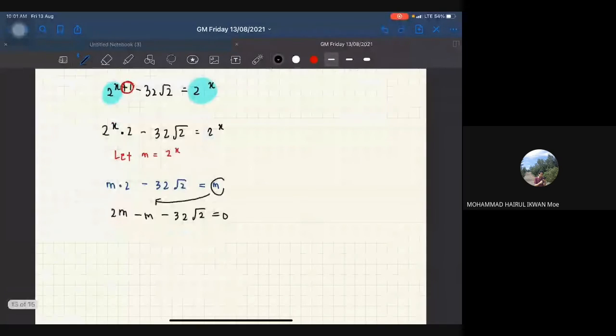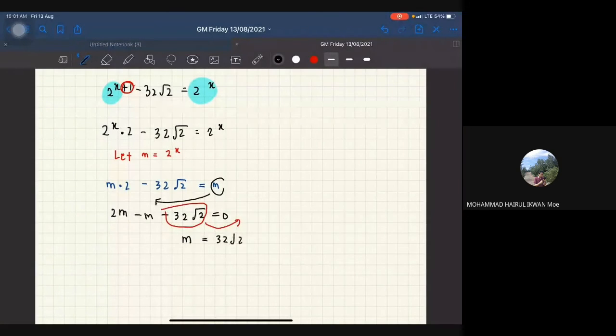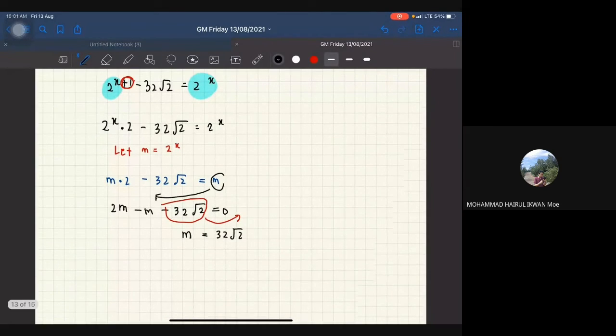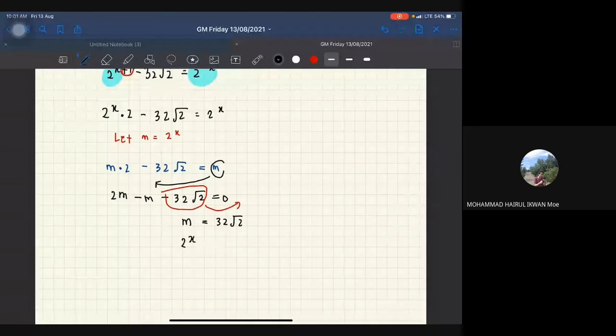Okay. So 2m tolak m, awak akan dapat m. And then this one, saya nak bawa dia ke sebelah kanan, dia akan jadi tambah. So you will have m equal to 32 set 2. Okay, but remember, we don't want to find m, we want to find x. So substitute back m is equal to 2 to the power of x equal to 32 set 2. Okay, so kalau awak tengok sekarang, this one over here, awak ada base 2. Okay, so yang belah kanan pun, awak jadikan dia base 2 juga.